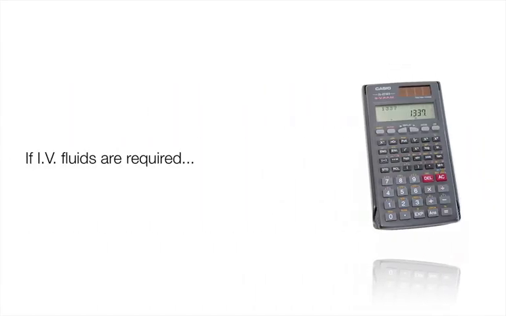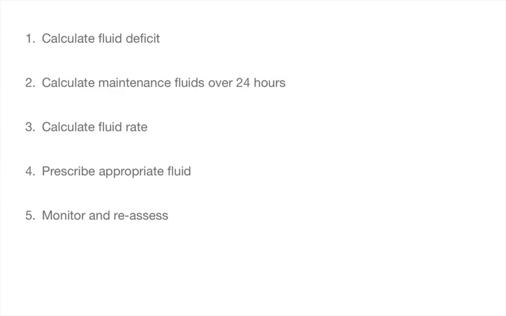So when IV fluids are required, you need to get your calculator out because it's quite complicated in paediatrics. But I'm going to break it down into 5 stages to make it slightly easier. Firstly, you have to calculate the fluid deficit, then calculate the maintenance fluid of the child, and then work out the rate of fluid that you're going to prescribe and which fluid to prescribe, and then you obviously monitor and reassess.